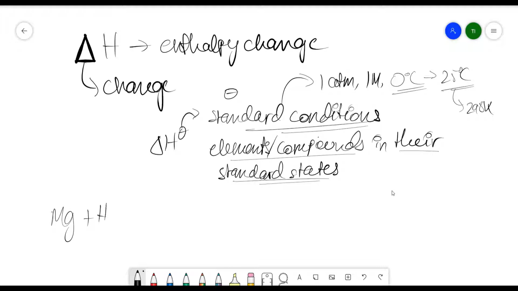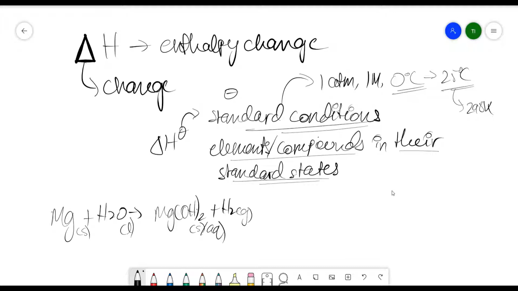Mg plus H2O would give you Mg(OH)2 plus H2, right? And this reaction is taking place with the elements or compounds in their standard states, where Mg is a solid, H2O is a liquid, and this would also be a solid, or it could be aqueous depending on how much water is added, and this is a gas, right?